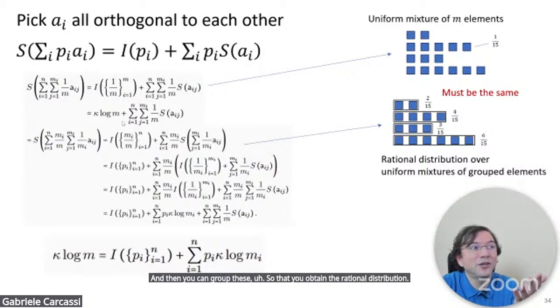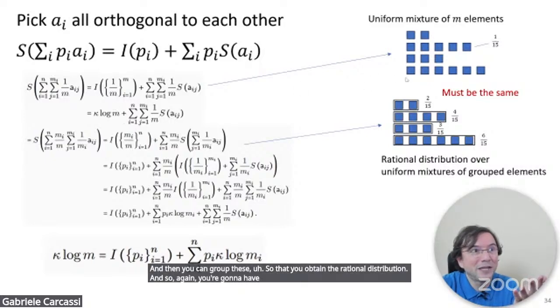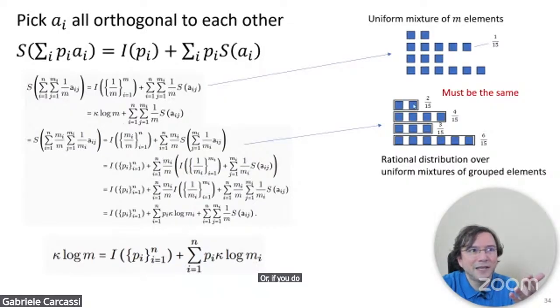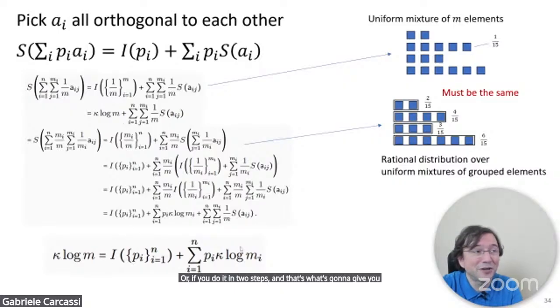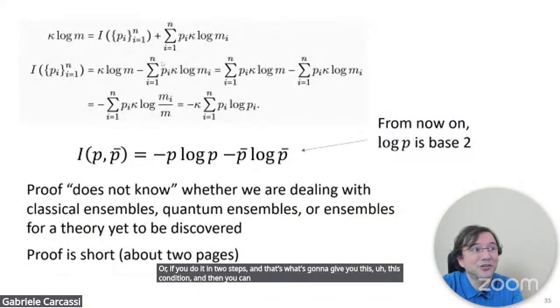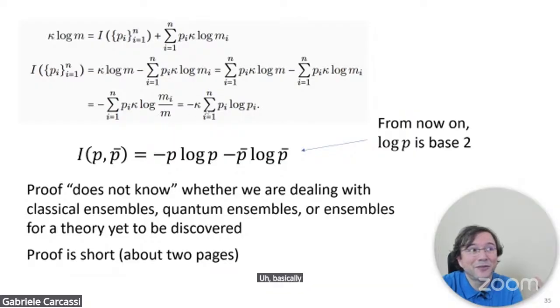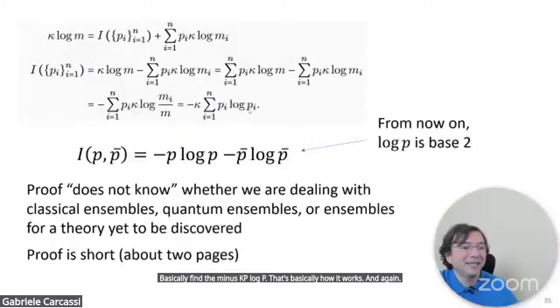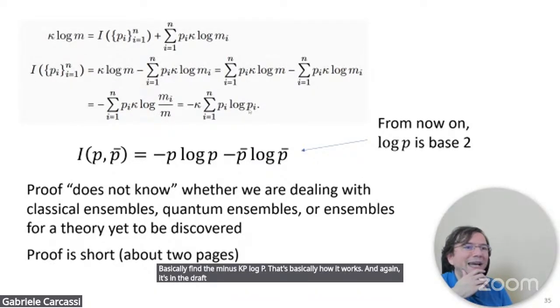And so again, you're going to have the same increase of entropy if you do this mixture all at once, or if you do it in two steps. And that's what's going to give you this condition. And then you can take these conditions and basically find the minus k p log p. That's basically how it works. And again, it's in the draft of our book. You can go and see the details, which unfortunately we don't have time for.